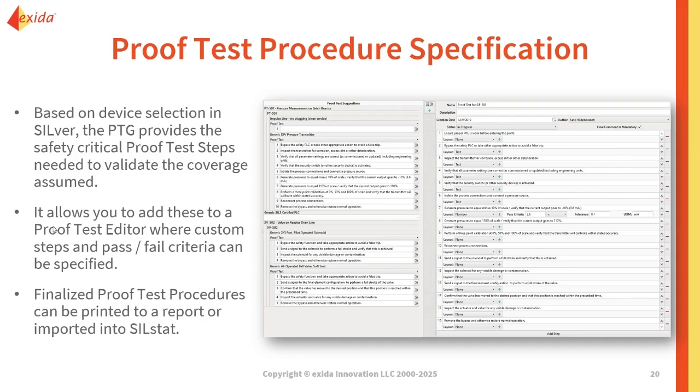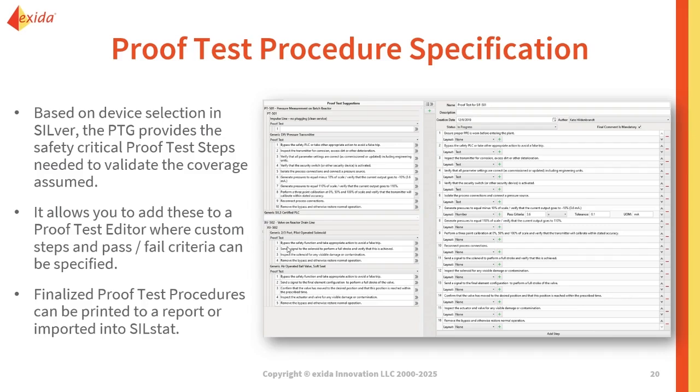You can do that with our proof test generator, which, based off of your selections from Silver, provides to you the high-level proof test that is required from the manufacturer's safety manual. It provides these steps as what we would call suggestions. So because they're individual tests, you might see a direction to bypass your safety instrumented function and then take it off bypass every single time.